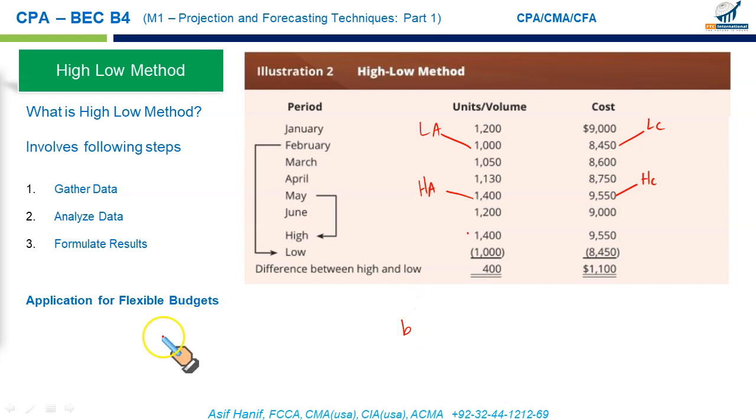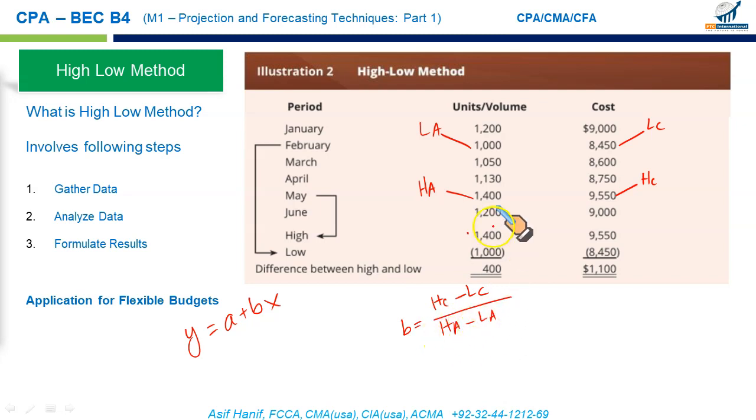What we are actually doing is trying to construct an equation that will split the fixed and variable cost and give us the result in this form: Y is equal to A plus BX, where Y is the total cost, A is the fixed cost, B is the variable cost per unit, and X is the number of units. So let us do that. Let us determine B first. B can be calculated using this formula: the highest cost minus lowest cost upon highest activity minus lowest activity.